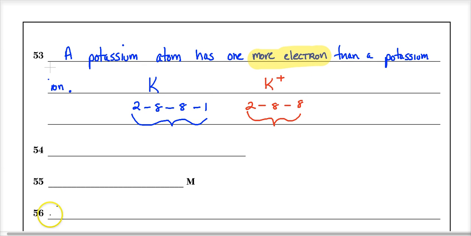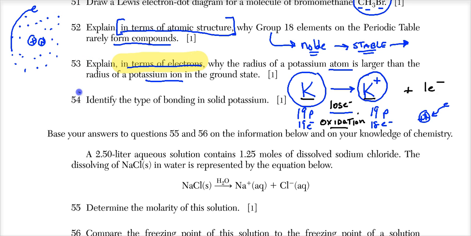All right, number 54. Number 54 states, identify the type of bonding in solid potassium. If you have pure potassium, which is pretty reactive, you would never write the chemical formula potassium and count how many atoms. You would just say K solid. And how does this metal stick together? Well, the metals are bonding with themselves, and anytime metals bond with themselves, we call this metallic bonding.